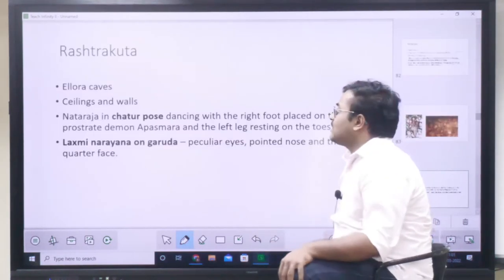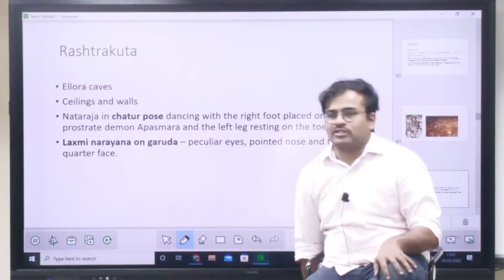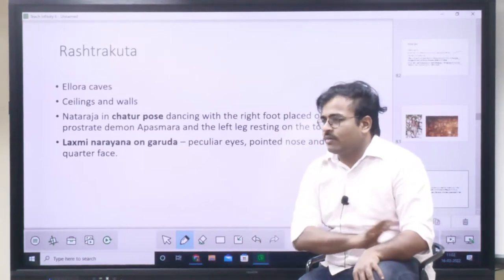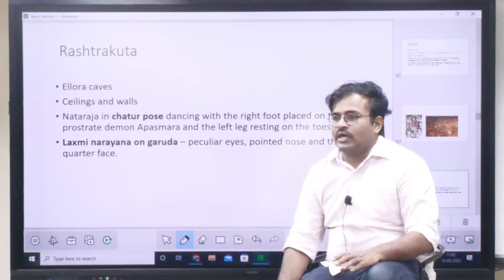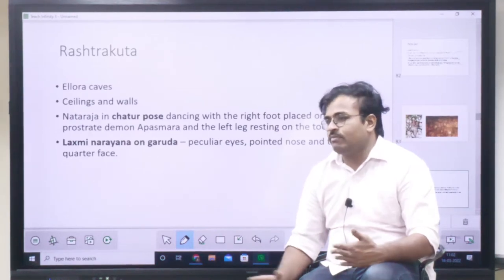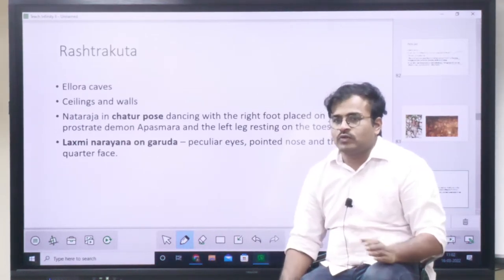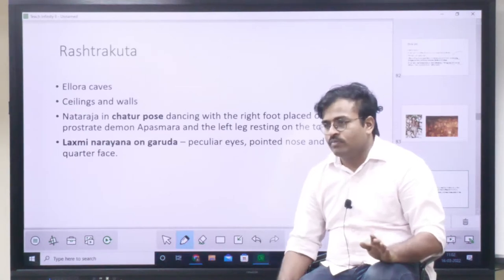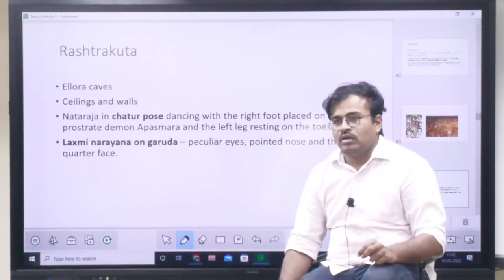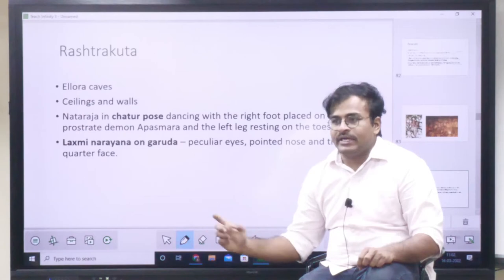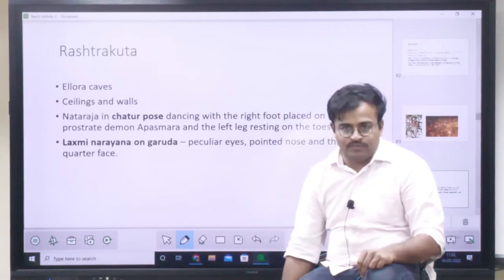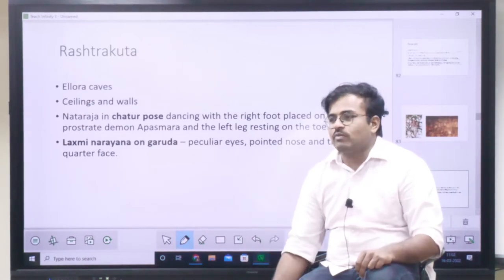Then, the next painting tradition is that of the Rashtrakutas. You need not remember anything. The Rashtrakutas also continued the same tradition which was present during the time of the Chalukyas of Badami, and they also had their own paintings at Ellora. In UPSC, they ask a question, which of the following sites are known for their painting tradition? Then below, they will give the names, and you will see the name of Ellora.